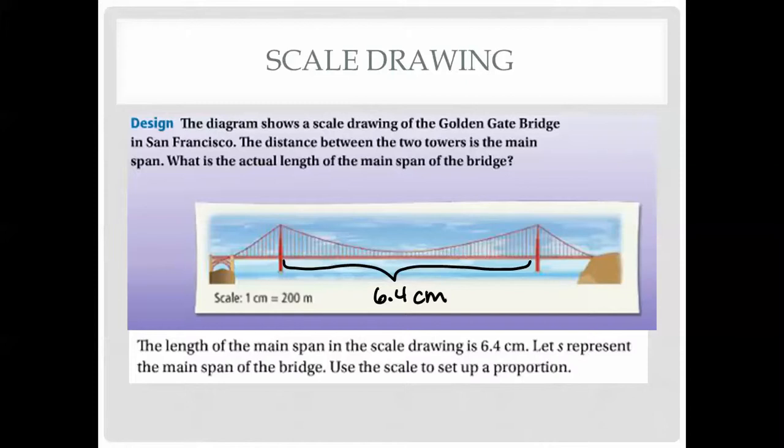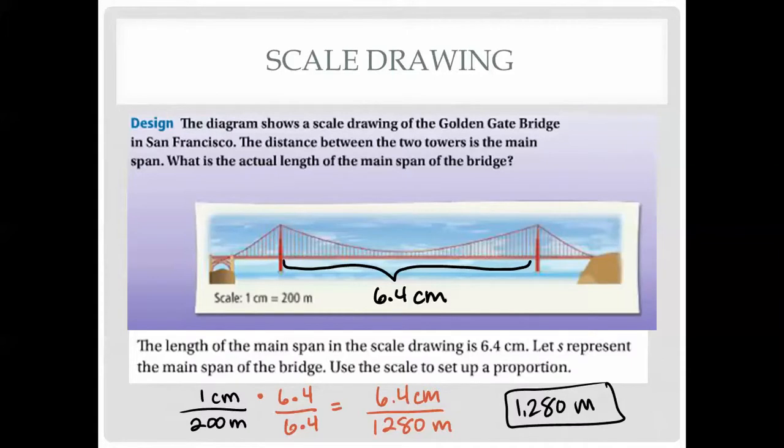So there we go, it's 6.4 centimeters. We know that 1 centimeter over 200 meters is our scale factor here, and we're just going to multiply by 6.4, and we know that 6.4 centimeters would represent 1,280 meters. So that's the actual length of the main span across the Golden Gate Bridge.